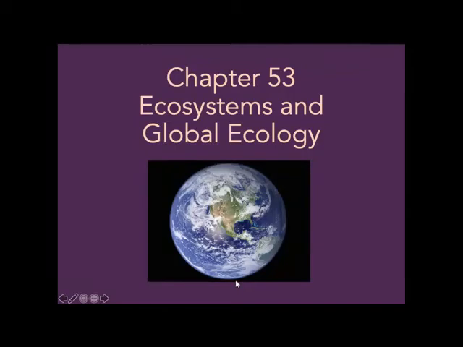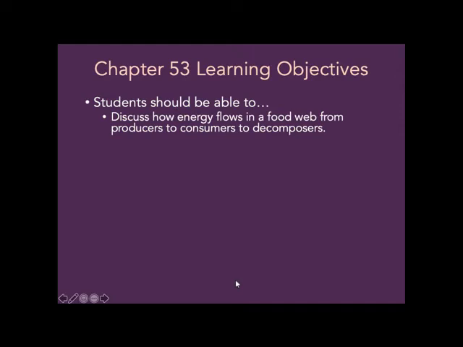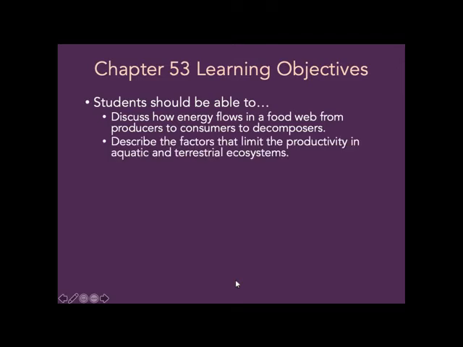Welcome to Chapter 53, Ecosystems and Global Ecology. By the end of this chapter, you should be able to discuss how energy flows in a food web from producers to consumers to decomposers. You should be able to describe the factors that limit the productivity in aquatic and terrestrial ecosystems.